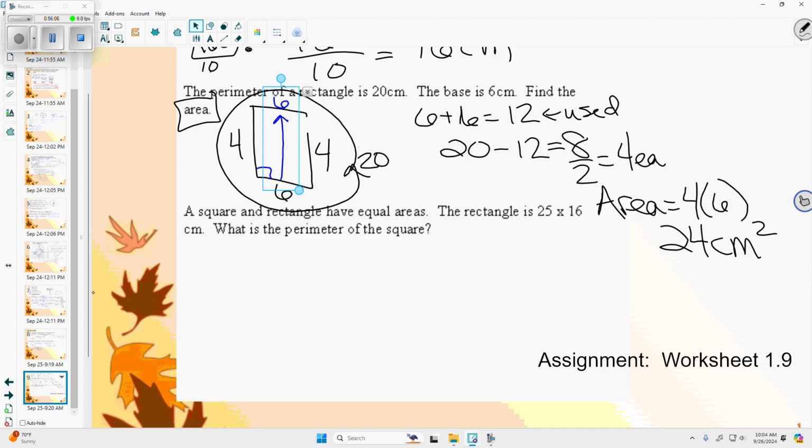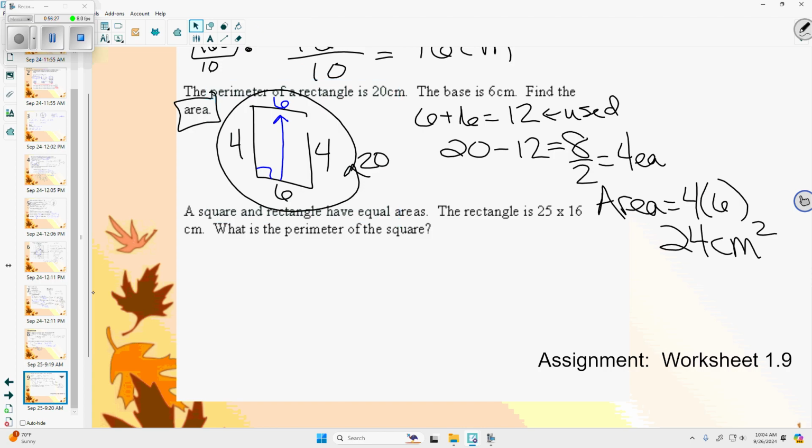Then I said, okay, 12 is used up out of my perimeter already. 20 all the way around, but I know 12 is gone. So what's left for the other two is the 8, and then I had to split it equally to get the 4 for each one. Then we had to find area. Is that okay? All right, now we're back on this one.